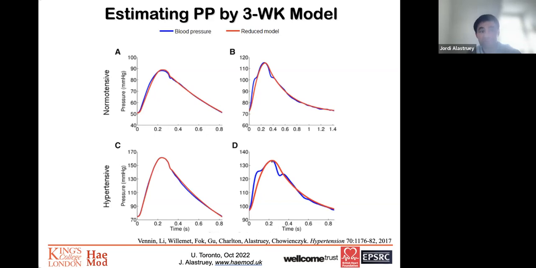For in vivo, so this is in vivo data: in vivo normotensive subjects at the top, and in vivo, in this case, hypertensive subjects at the bottom. Although the model does not accurately reproduce the fine details in the pressure waveform, the pulse pressure, the amplitude of the blood pressure, is reproduced accurately. And the pulse pressure is of particular importance for hypertension, as I said before. So we focus on assessing errors for the pulse pressure.